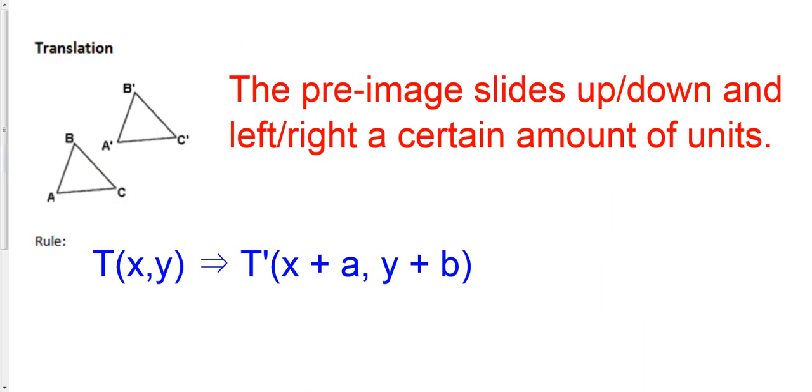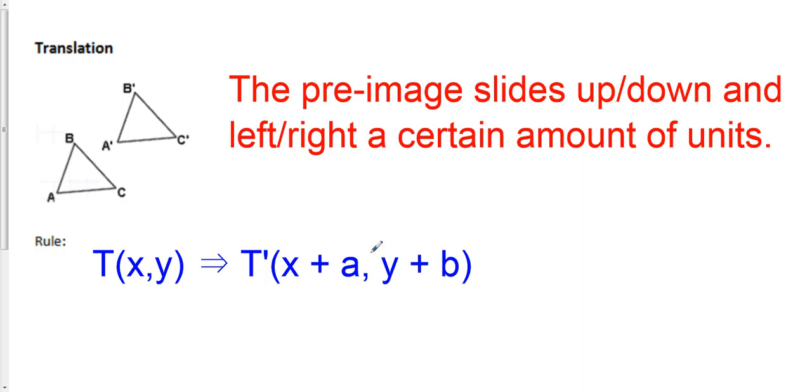So we looked over reflections. Now we're going to look at translations. For a translation, the pre-image just slides up or down and left or right a certain amount of units. So the rule, you would say, is you take your pre-image, and to get the image, you just add some to the x and add some to the y.